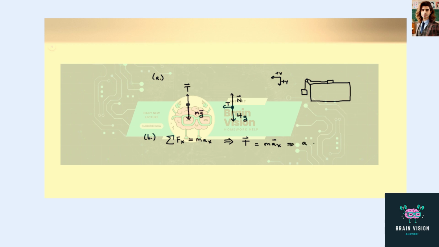This yields a is equal to T over 4. At this point, I'm just taking the magnitude of the vectors here. And then we're given T as 15. So this simplifies to 3.75 meters per second squared.